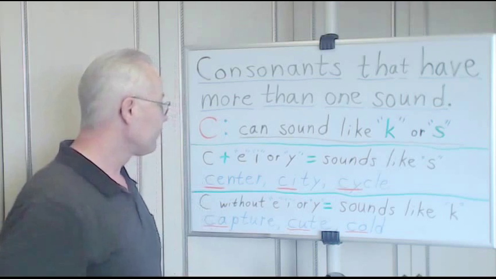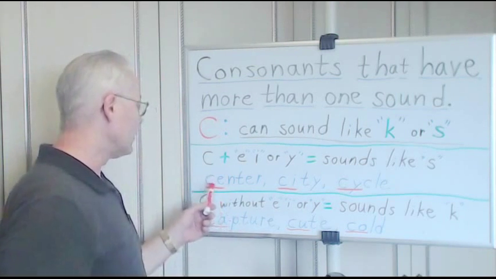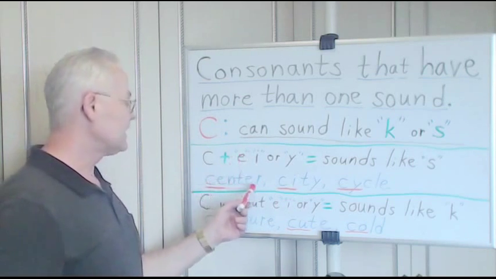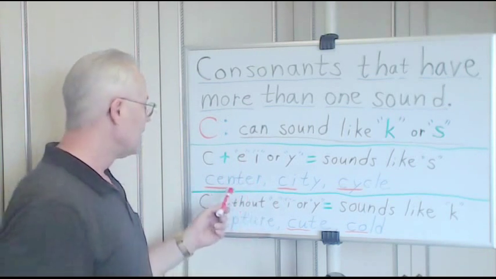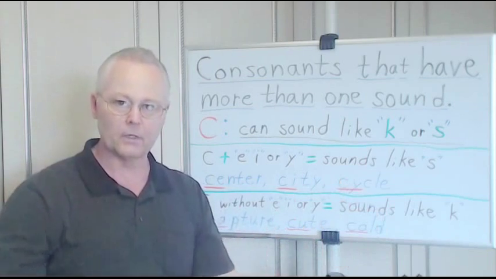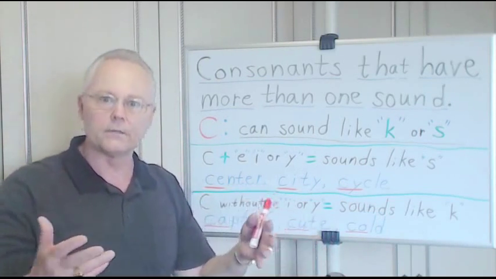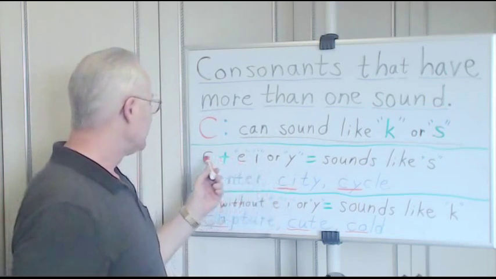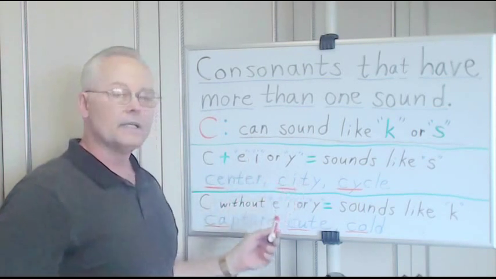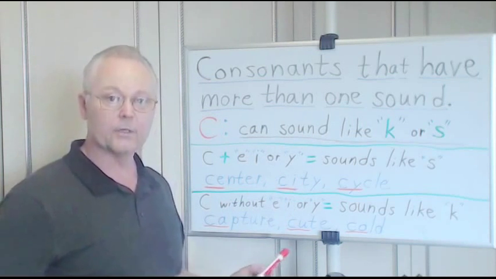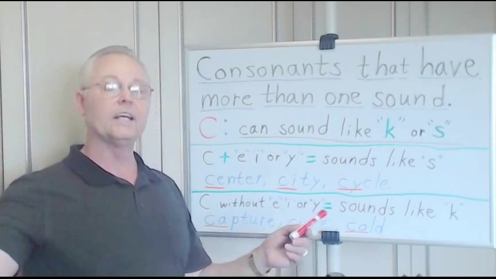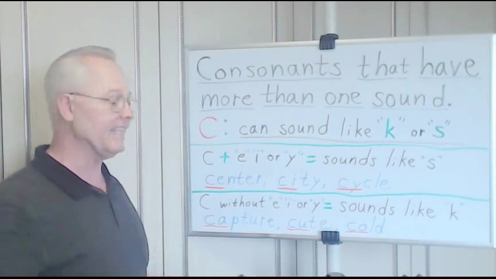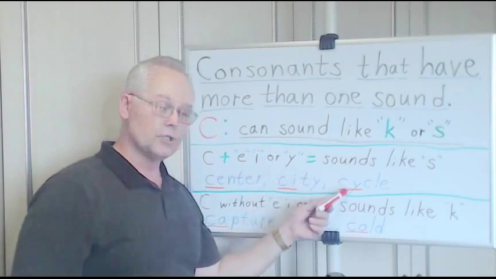S, S. For example, the word center, C-E, center, S. Like the center of a table, the center of a room, in the middle of something, the center of. C-I, city, as an example, city. Maybe you live in a big city or a small town, but city. Here we have C-Y.